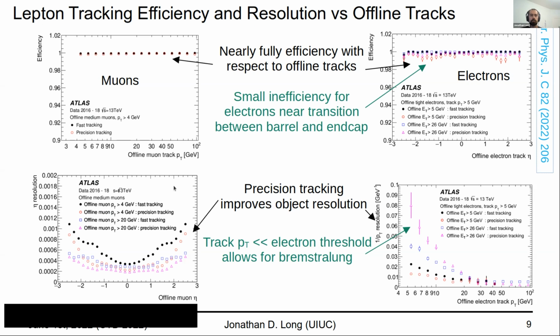On the bottom, instead, I'm showing you the resolutions. So for example, on the bottom left, moving from fast tracking in black to precision tracking in red, you see that we're improving the resolution of the muons, which is what we want to do with this step. And then for electrons, it's a little bit more complicated. On the bottom right, this is versus the electron pT. So if you have, for example, a trigger with a fairly high threshold, say 26 GeV, and we're looking at tracks down at 5 GeV, this is a case where the electron has radiated quite a bit. And so the resolution is quite a bit worse there. Here, we're not running any special recovery in the tracking.